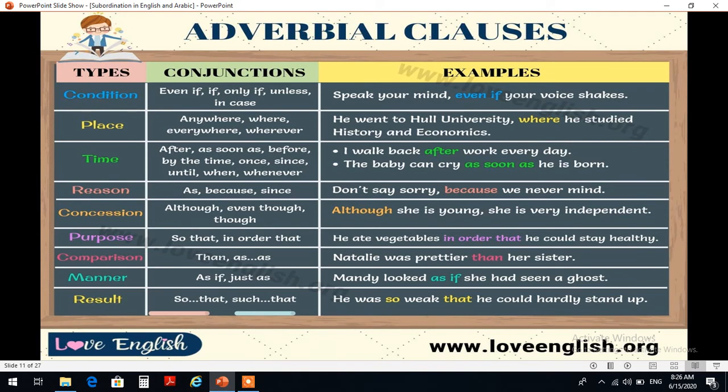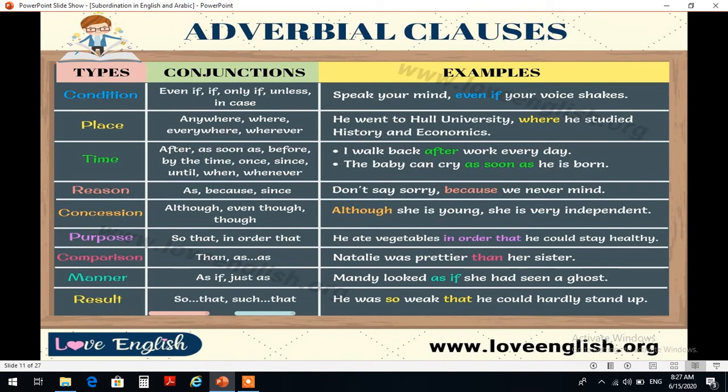The fourth adverbial clause is called adverbial clause of reason. The conjunctions used in this case include as, because, since. Don't say sorry because we never mind. The other adverbial clause is the adverbial clause of concession, which indicates contrast. The conjunctions used in this type are although, even though, and though. Although she is young, she is very independent.